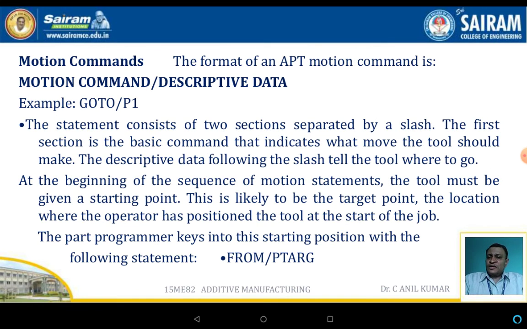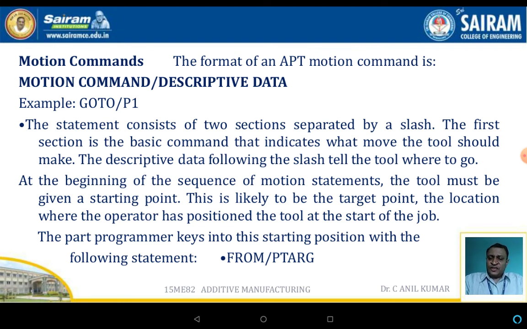The next one is the motion commands. The motion commands are the commands which give the movement of the tool. For example, go to P1. This statement consists of two sections separated by a slash. The first section is the basic command that indicates what move the tool should make. The descriptive data following the slash tells the tool where to go, which is a geometric statement.